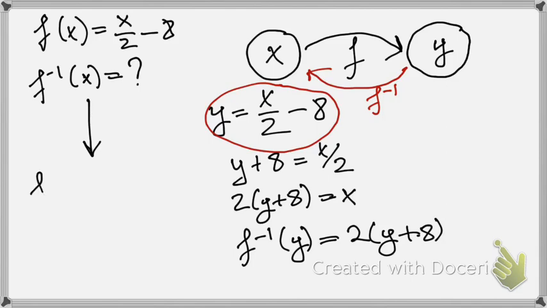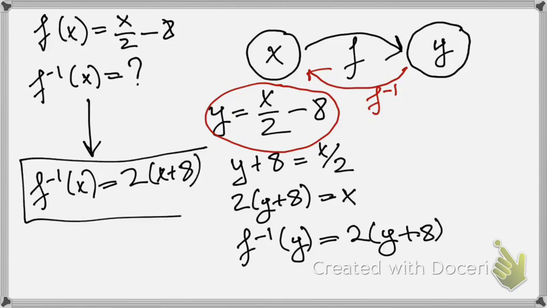So the final answer in the x notation is simply 2 times x plus 8. And this is our answer. This is the inverse function.